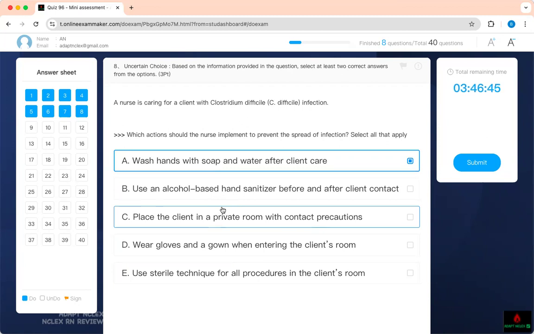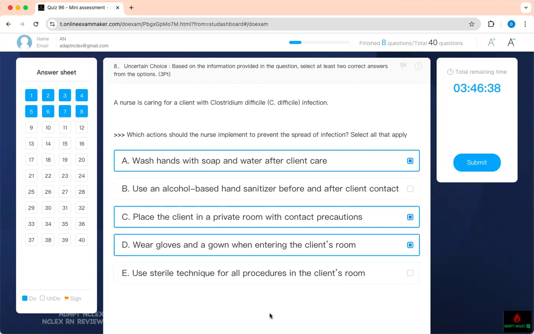That's the best answer. Place the client in a private room with contact precaution. Wear gloves and gown when entering the client's room. Yes. Ensure use of sterile technique for all procedures in the client's room.